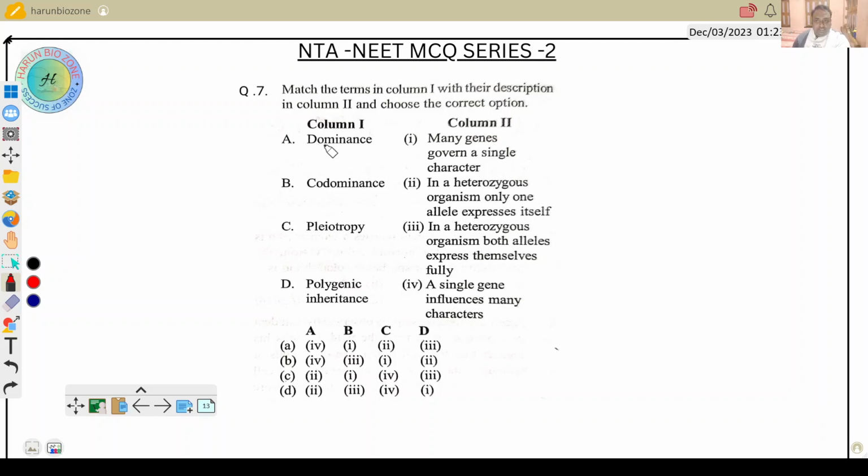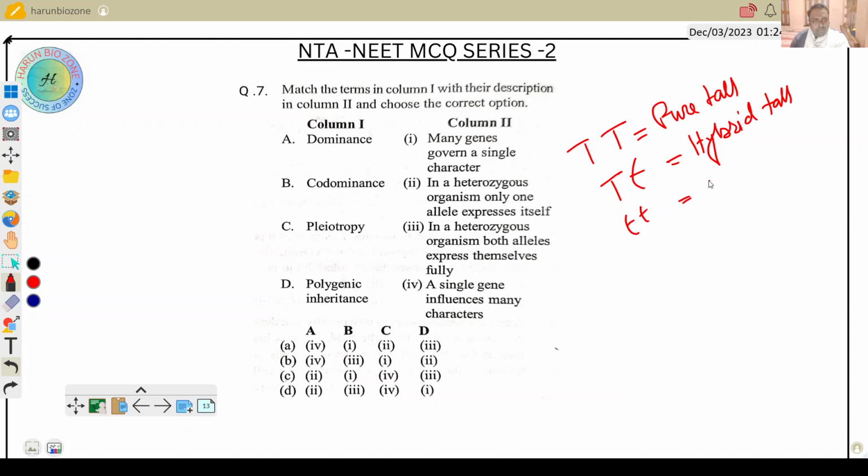First, dominance means that in a heterozygous organism only one allele expresses itself. For example, TT is the homozygous condition, Tt is the heterozygous condition, and tt is the other homozygous condition. TT means pure tall, Tt means hybrid tall, and tt means pure dwarf character. Here capital T means tall, small t means dwarf, but small t does not express in the heterozygous condition, that means tall is expressed. So here T is the dominant allele and t is the recessive allele.